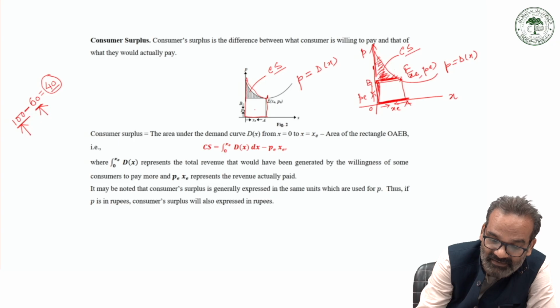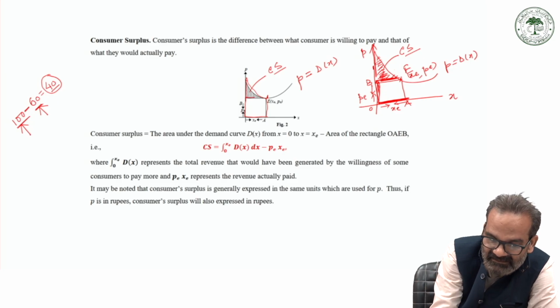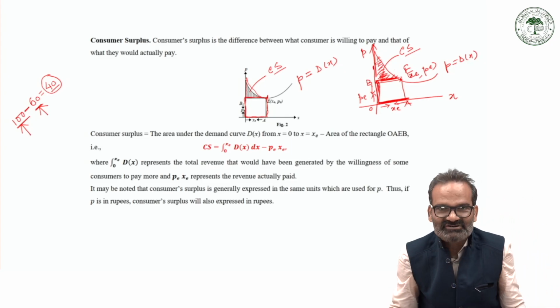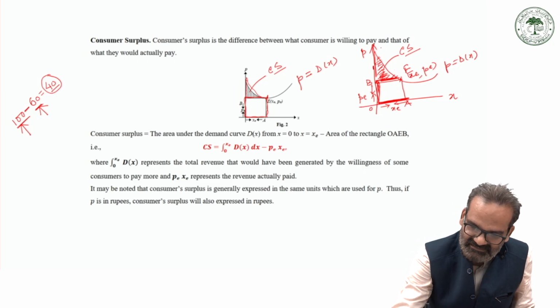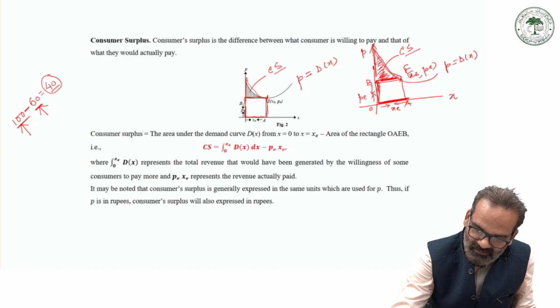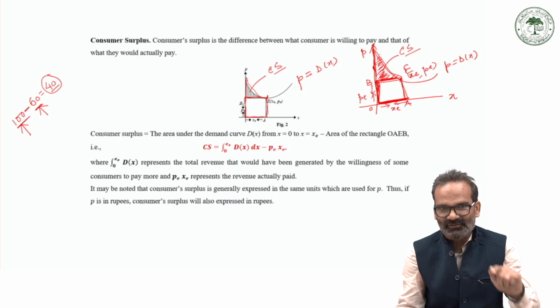And what do you want to calculate? You want to calculate the shaded portion. So if you subtract this rectangle, look carefully, from the area under the curve, you will get the shaded portion. Are you getting the point? This whole portion is the area under the curve up to here. If you subtract this rectangle from this whole portion, you will get the area of the shaded portion, and that is what we did here.